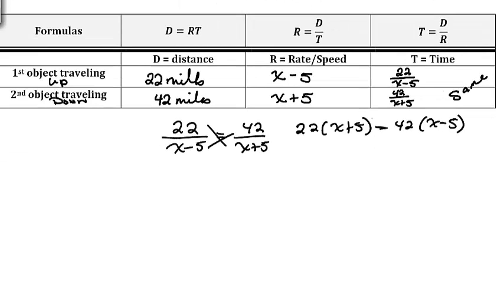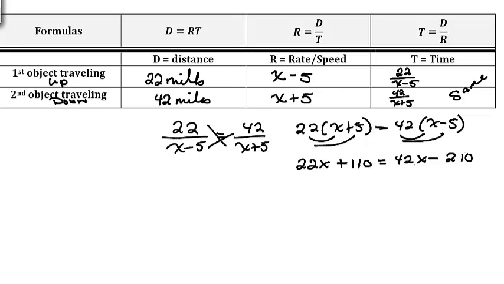So now we have this linear equation to solve. We're going to distribute the 22 and the 42. And we get 22x, and then 22 times 5 is 110. So plus 110 equals 42x minus 42 times 5 gives us 210.